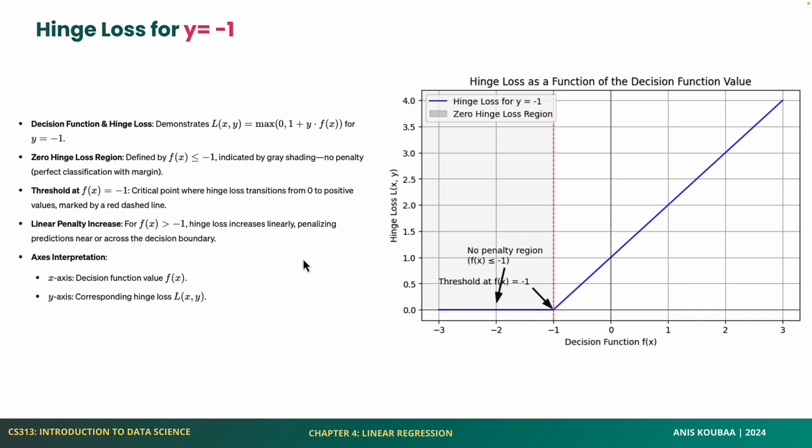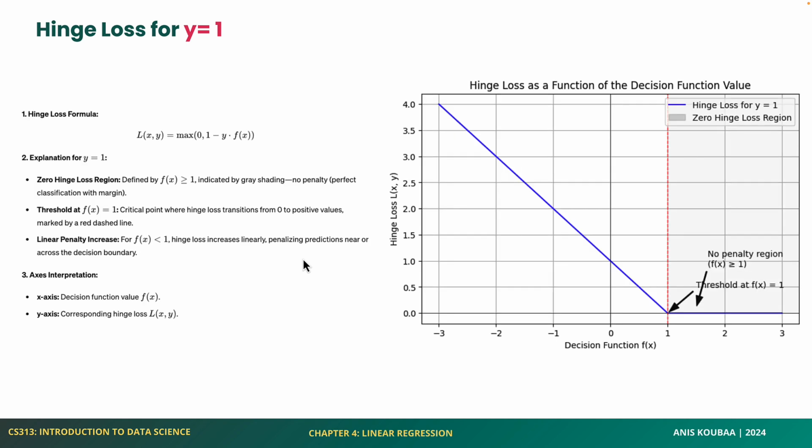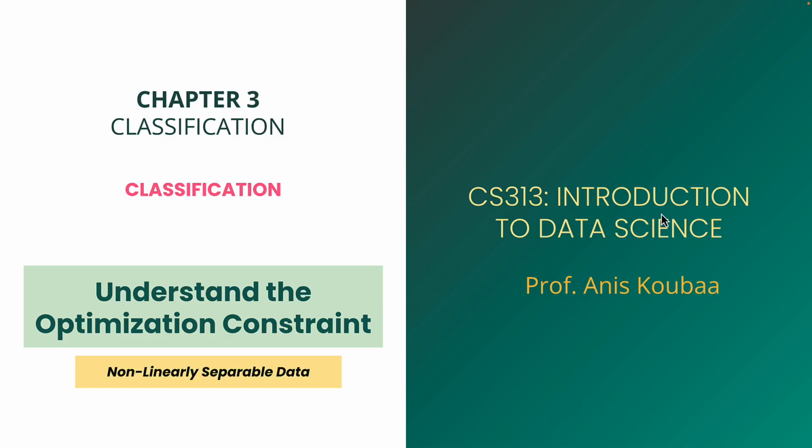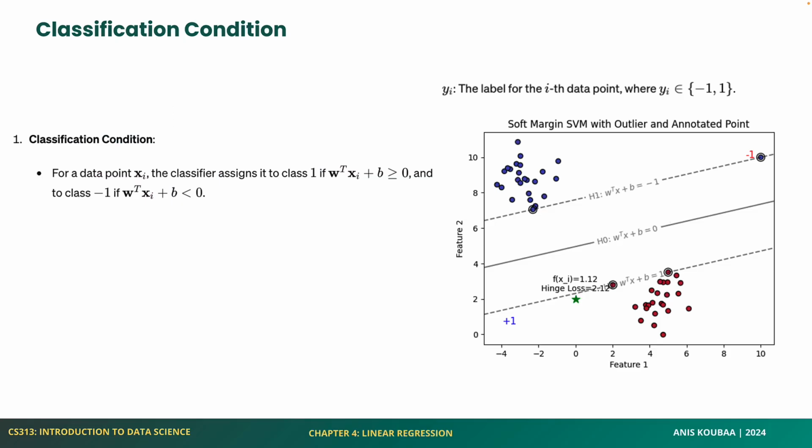Now if we look at the hinge function for y equal to 1, it's going to be in the opposite direction. So it's going to be 0 for values greater than 1, and we'll have an increasing slope for values that are smaller than 1. And this is the hinge loss region, which is in gray color. That's about the hinge loss.